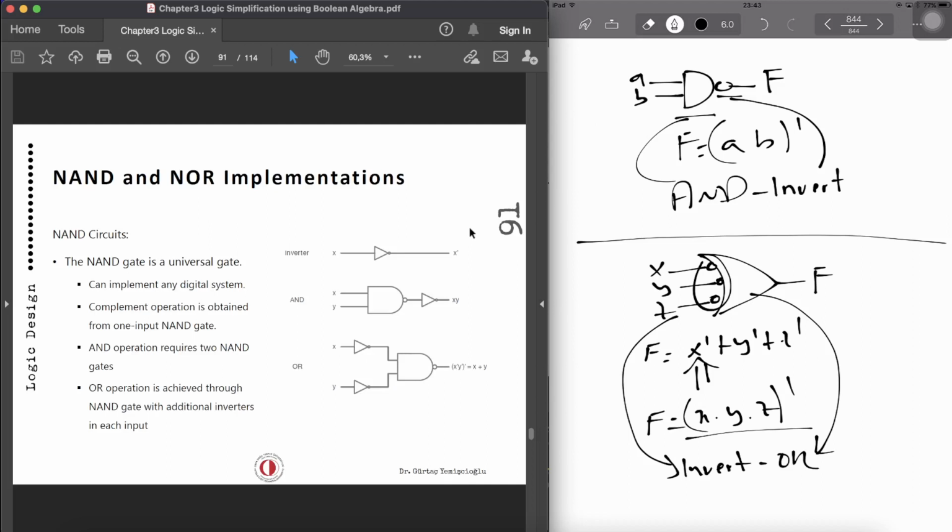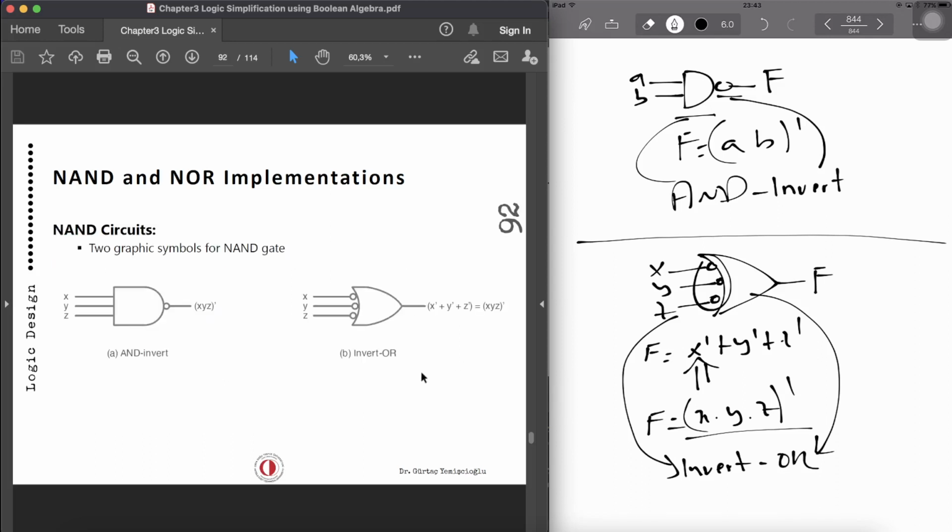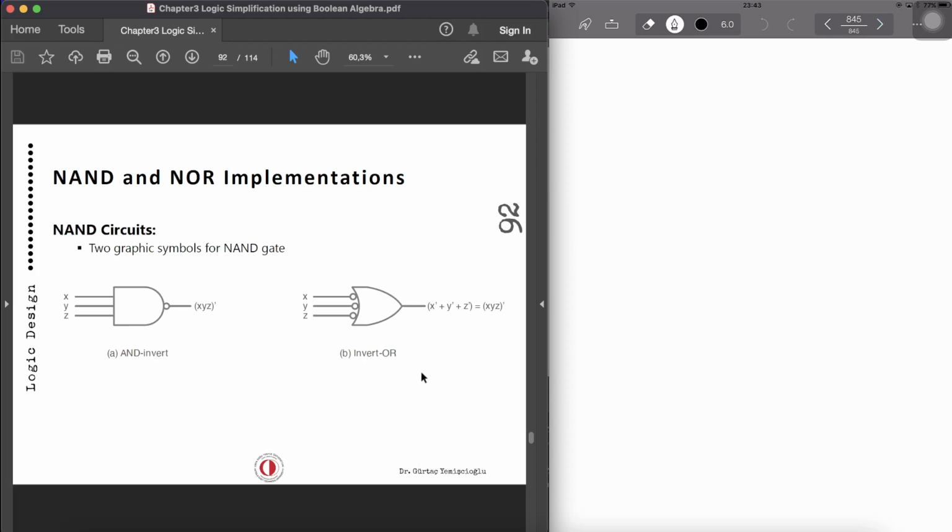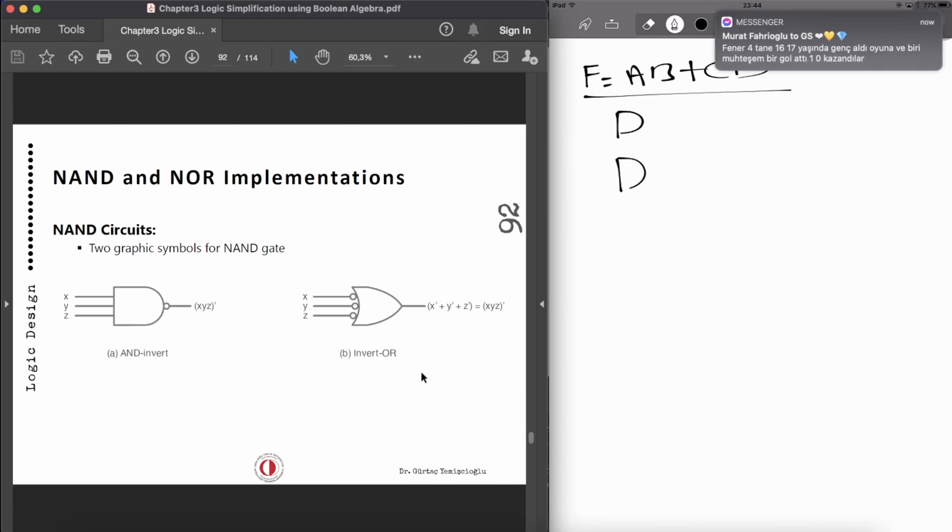And these are also mentioned in the first slide of the NAND NOR implementations. Inverter, AND function, and OR functions can all be implemented with a NAND gate and the symbols for it. So how are we going to use this? Let's say we have got a typical sum of products, AB or CD. Now, if you do a typical implementation, you just need AND functions.